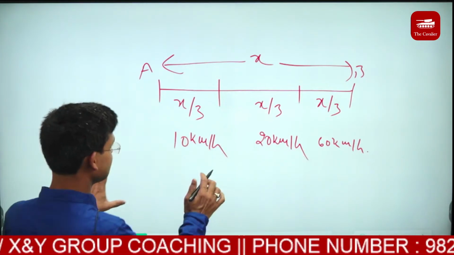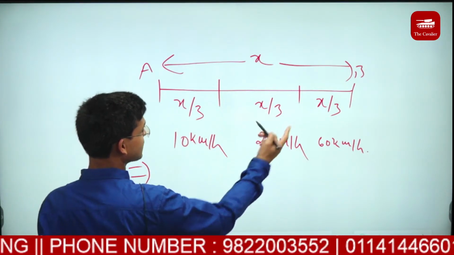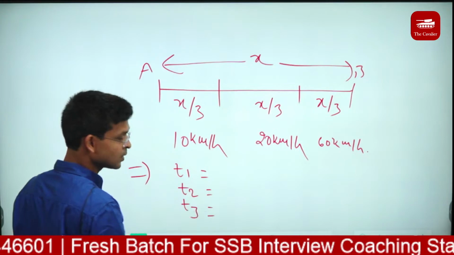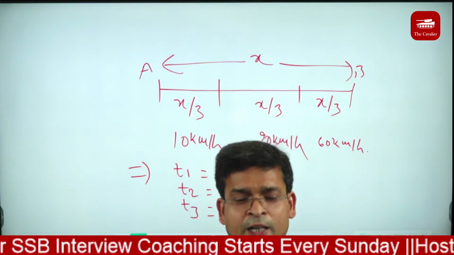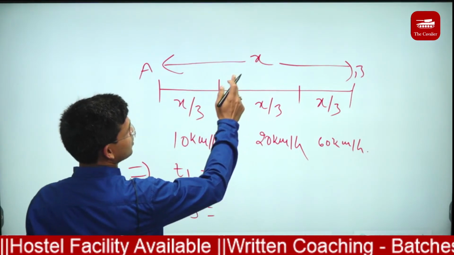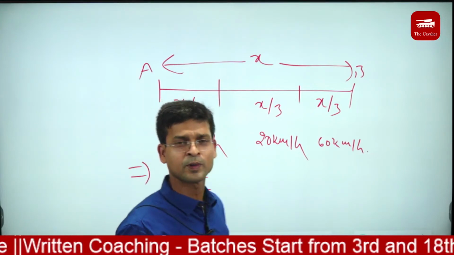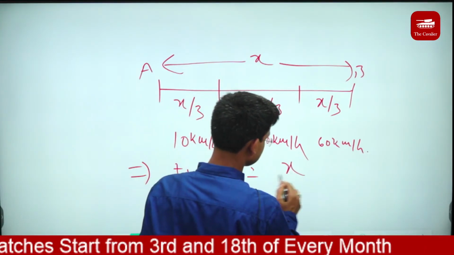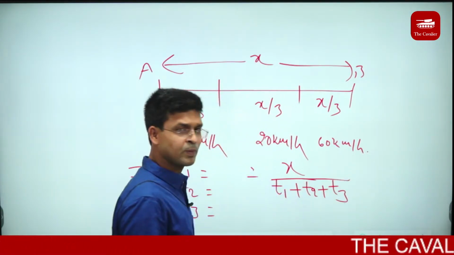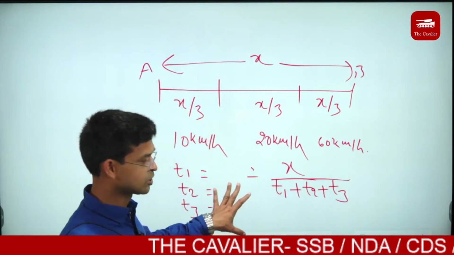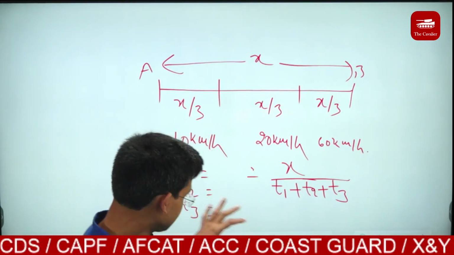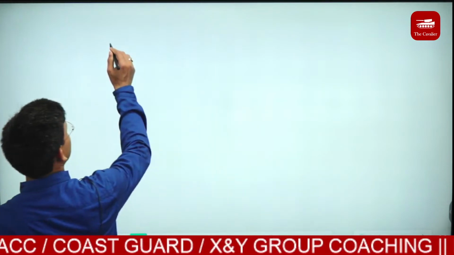If you follow the method, then you have to find t1, t2, t3. अगर हम मेथड को फॉलो करते हैं तो आपको t1, t2 एंड t3 फाइंड करना पड़ेगा, और इन दिस केस t1 के बाद टोटल डिस्टेंस हो जाएगा x अपॉन t1 प्लस t2 प्लस t3. दिस इज द नॉर्मल मेथड. t1 plus t2 plus t3. When you solve it, after that you get the average speed during the entire journey. But right now I will provide you the technique.